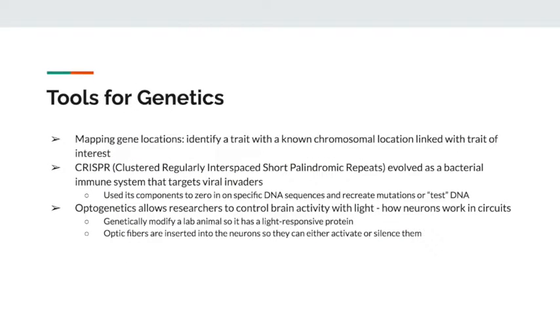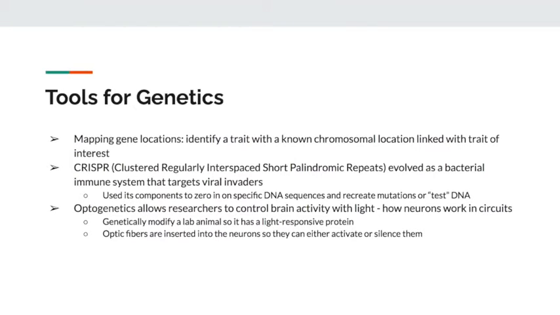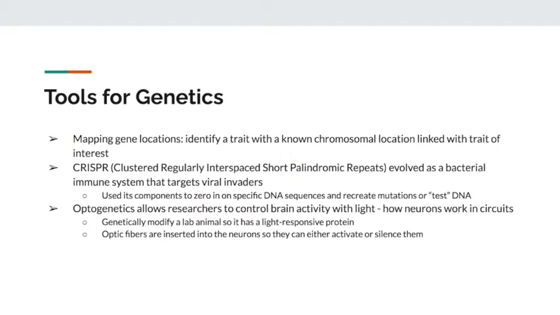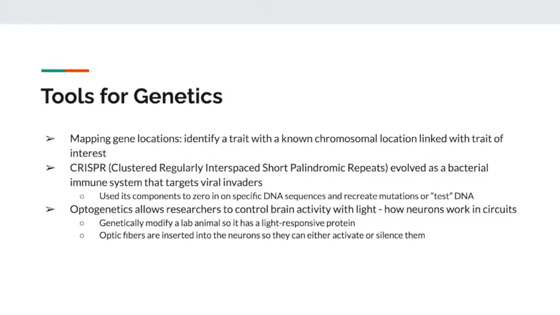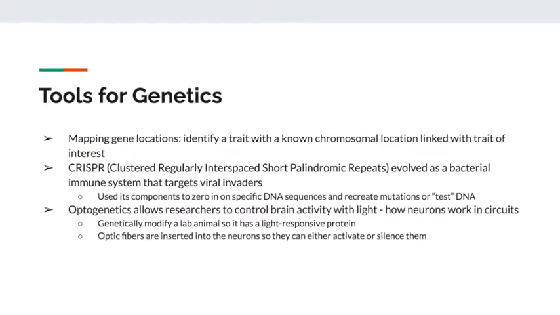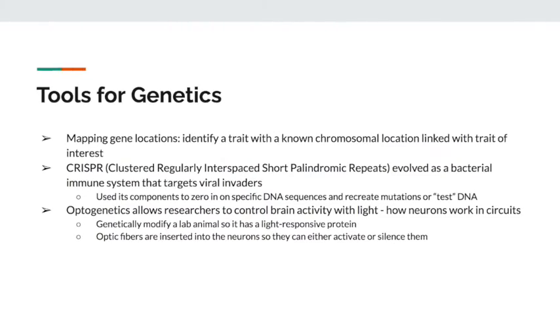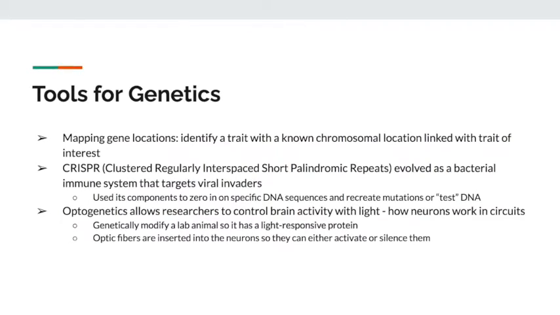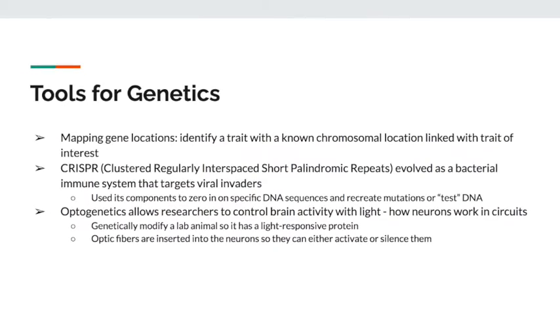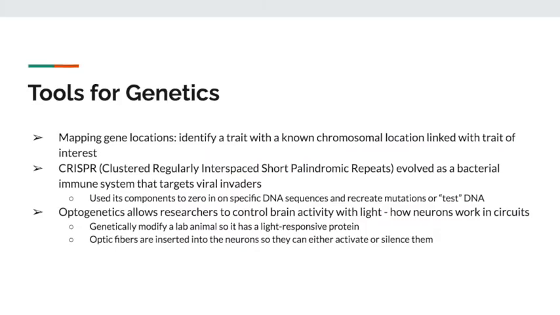Tools for genetics. To map gene locations, scientists can start by identifying a trait with a known chromosomal location that is linked with the trait of interest. CRISPR, clustered regularly interspaced short palindromic repeats, evolved as a bacterial immune system that targets viral invaders. Later, its components were used to zero in on specific DNA sequences and recreate mutations or test DNA.